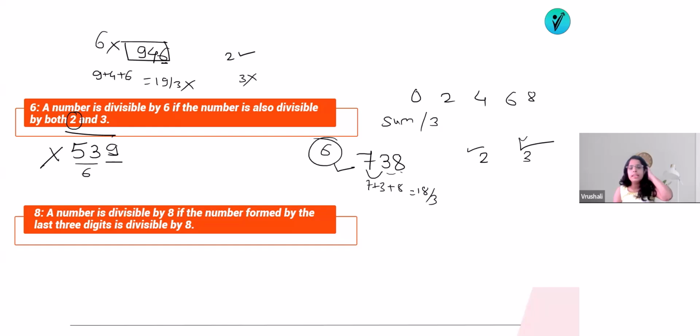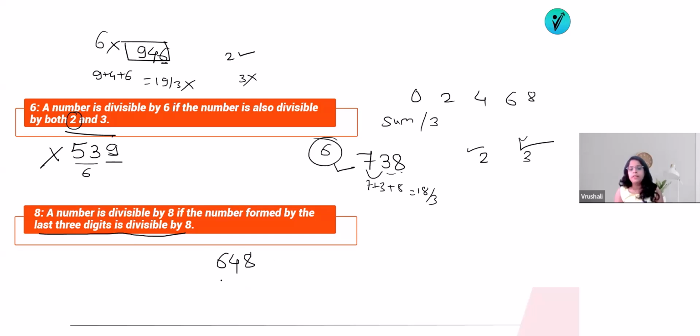That's okay. Next is 8. After 6, we are directly taking 8, because for 7 there is a different rule. First, let's understand this one. We have seen the rule for 4: as the last two digits are divisible by 4, the number is divisible by 4. Similarly, for 8, if your last 3 digits are divisible by 8, then your whole number will be divisible by 8. So for a 3-digit number, you have to check it.